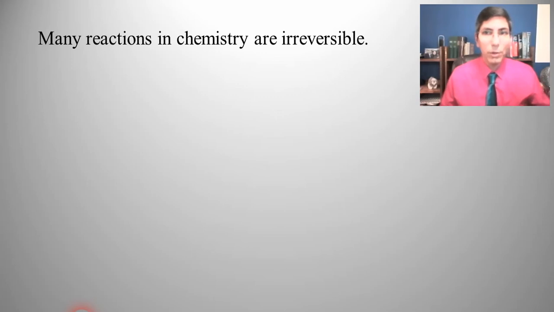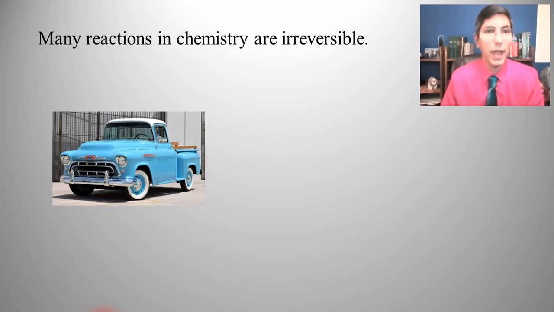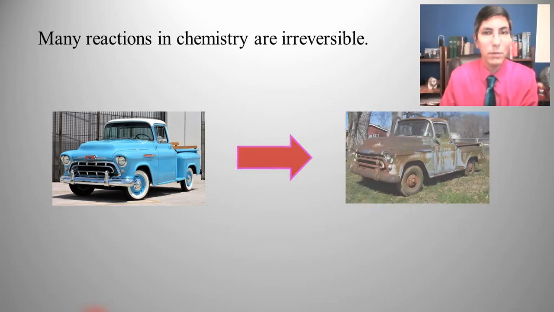Now, as we've learned in the past, a lot of reactions in chemistry are just irreversible. That means that they can go in one direction and they can't really go in the other direction very easily. Here's an example of that. Let's say we have a nice truck here. We can see how it looked at one time. Well, over the years and decades, here is that truck, and we see that it has rusted.